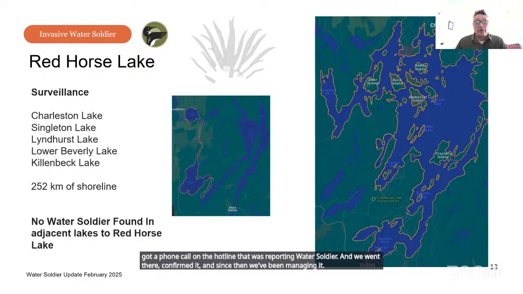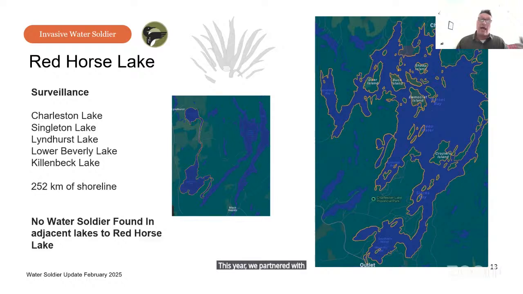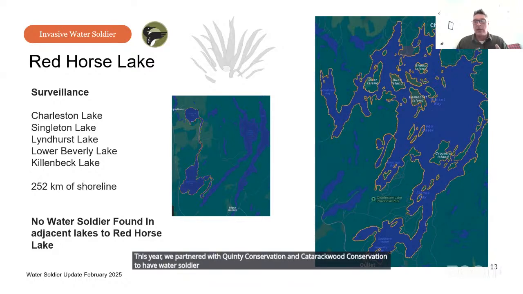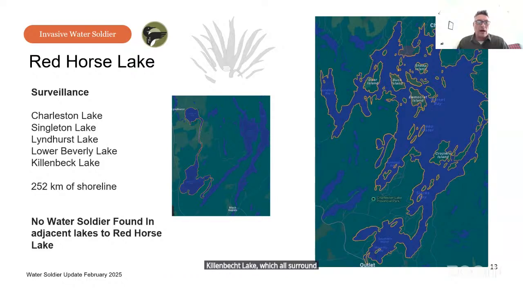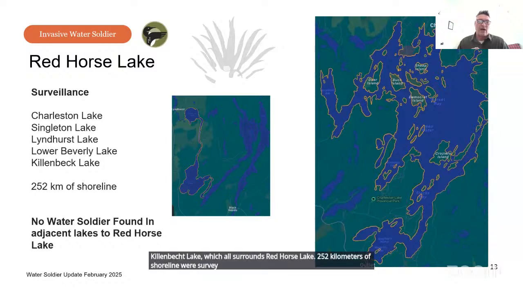This year we partnered with Quinte Conservation and Cataraqui Conservation to have water soldier crews out there doing monitoring, and they've done some great work. So Nick and I made a plan, and we did surveillance on Charleston Lake, Singleton Lake, Lyndhurst Lake, Lower Beverly Lake, and Killenbeck Lake, which all surround Red Horse Lake. 252 kilometers of shoreline were surveyed, and no water soldier was found in the adjacent lakes to Red Horse Lake.